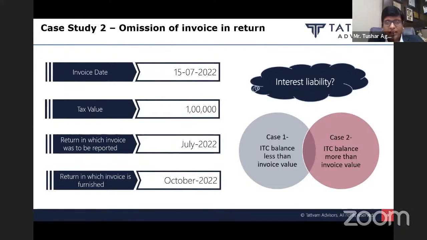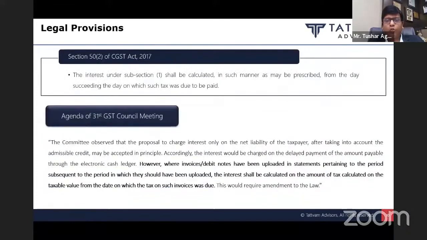The issue is, if I have my ITC balance lying with me from July 2022 till October 2022, a minimum balance of 1 lakh rupees maintained, but I have missed this invoice, and now I'm reporting this invoice of July 2022 in October 2022. Whether the tax will be levied? The answer is yes. The tax will be levied on the entire 1 lakh rupees amount.